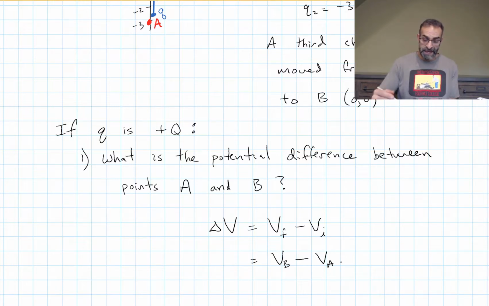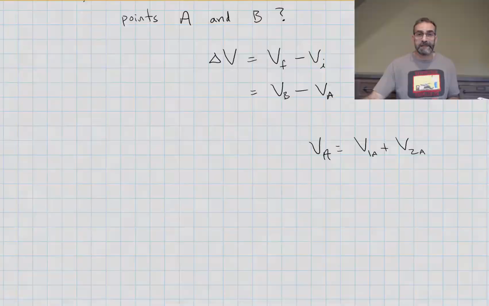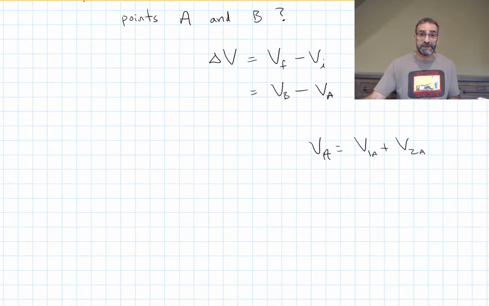If we're going from A to B, the potential at point B is our final position, and at point A is our initial position. And we have 2 point charges that are contributing and causing the potential at point A and point B. The potential at point A is a combination of the potential from charge 1 at point A and the potential from charge 2 at point A.